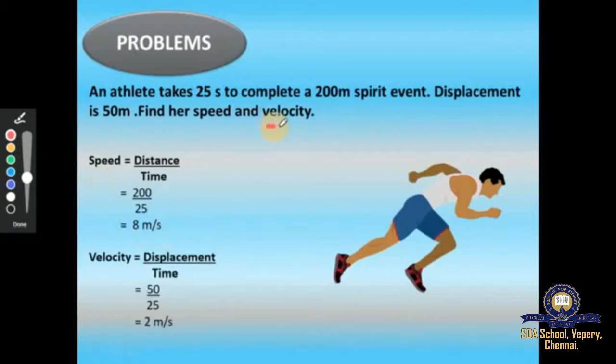Next we have to find the velocity. So velocity is equal to displacement by time. Displacement is 50 and time is 25. So 50 by 25 is equal to 2 meters per second.